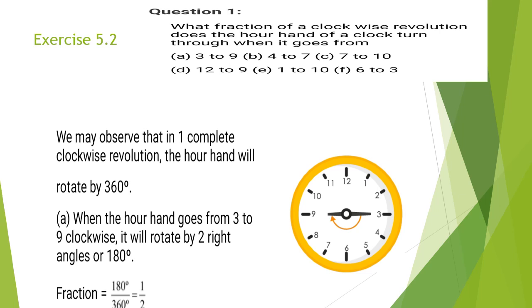Exercise 5.2, question number 1. What fraction of a clockwise revolution does the hour hand of a clock turn through when it goes from 3 to 9? In one complete clockwise revolution, the hour hand will rotate by 360 degrees. When the hour hand goes from 3 to 9 clockwise, it will rotate by 2 right angles, that is 180 degrees. So the fraction is equal to 180 degrees divided by 360 degrees, that is equal to 1 upon 2.